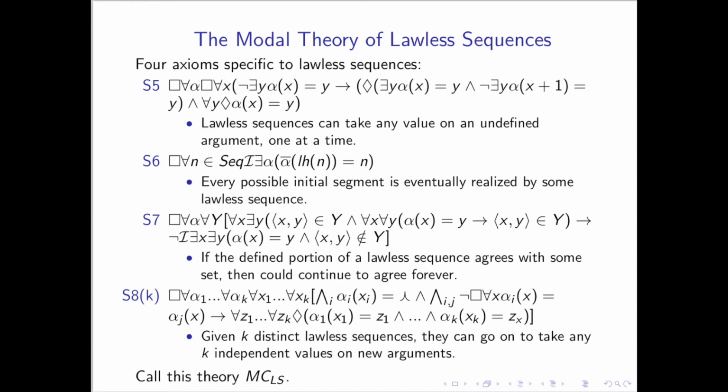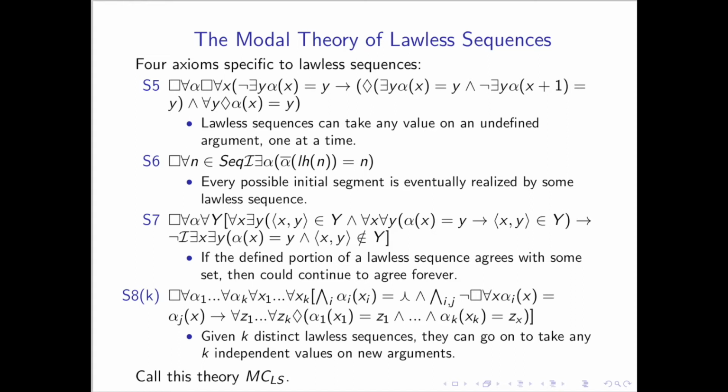All right, so for S6, we have that every possible initial segment is realized by some lawless sequence. So necessarily, for any sequence number n, it's inevitable that there will be an alpha with initial segment of length n. So that was the bit of notation. So alpha over bar of x is the number that codes a finite sequence, which is an initial segment of alpha.